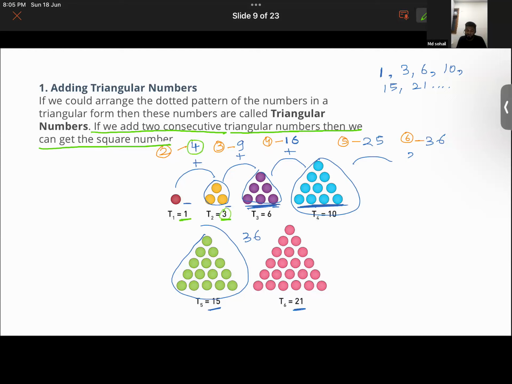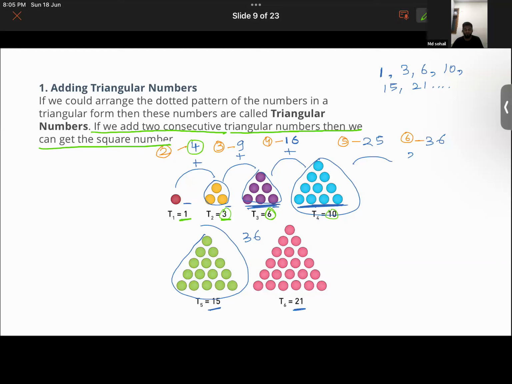Then you add 3 and 6, you get 9. 9 is a square number. You add then 6 and 10, you get 16. That is also a square number. Isn't it so, Arhan? Yes, sir. Okay, so how do we define this property?